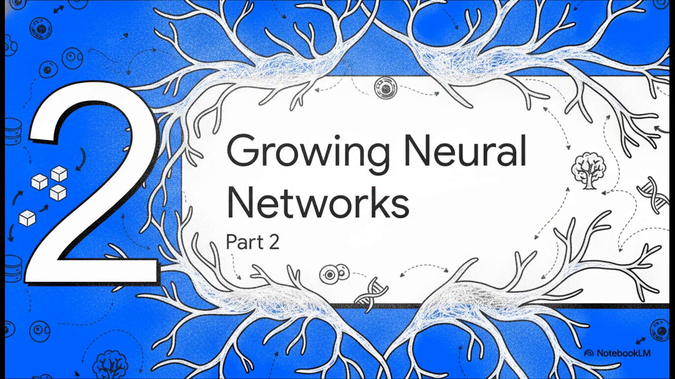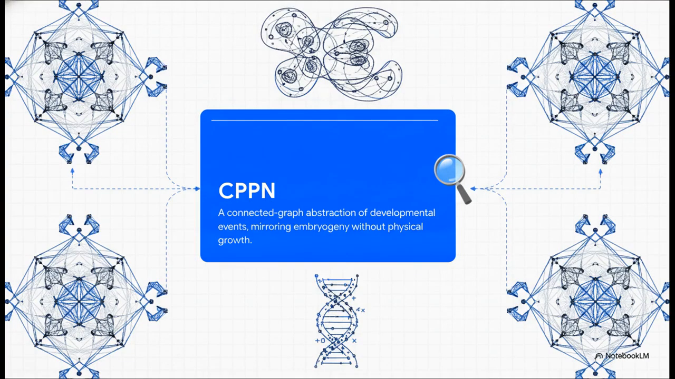Section 2. Growing complex neural networks. The really crucial takeaway here is that AI researchers don't actually need to simulate the agonizingly slow physical growth of a biological organism. Instead, they use what's called a compositional pattern-producing network, or CPPN. It's basically computational DNA. It uses simple math functions, stuff like symmetry and repetition, to produce these highly complex, beautifully organized structural patterns, acting as a sort of connected graph abstraction of development.